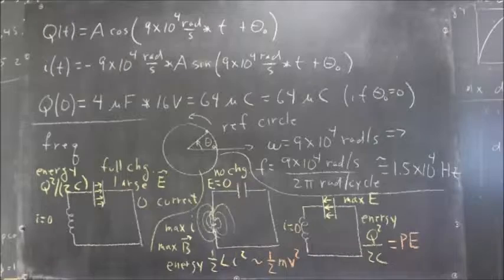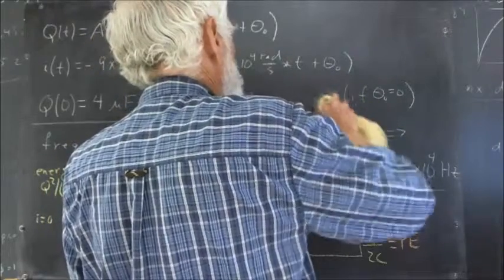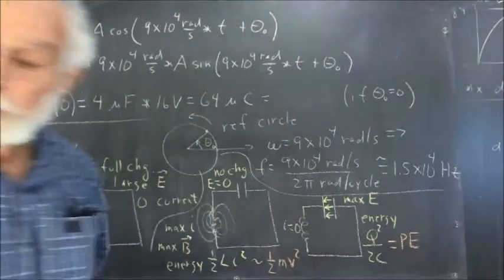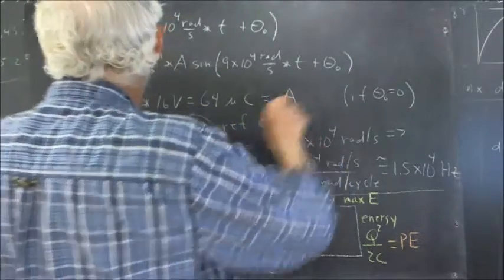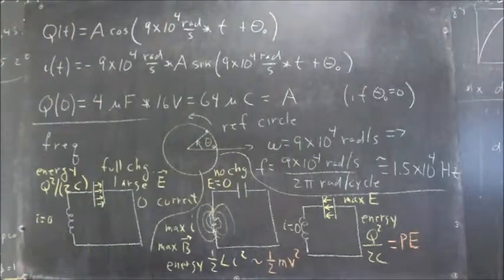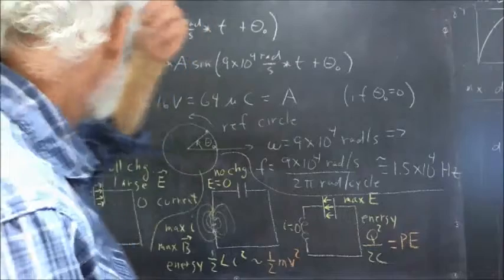I know what I did there. Let me correct it. Of course, this is equal to 64 microcoulombs, but that's equal to A, the amplitude of your charge function, if we assume theta naught is equal to 0.